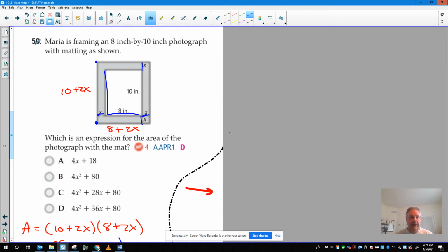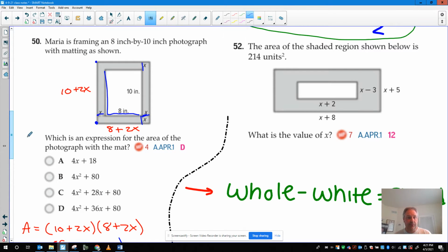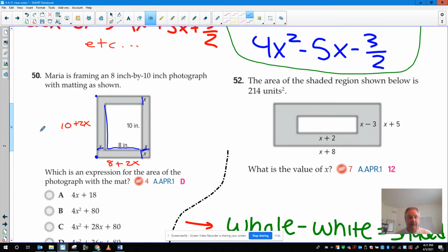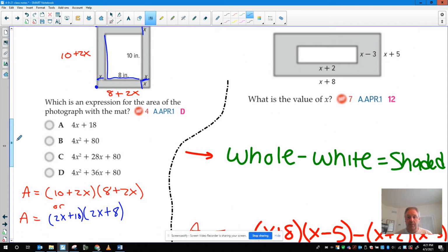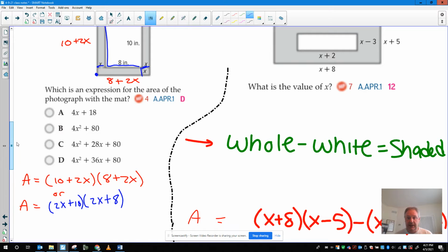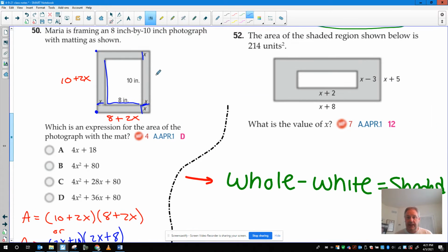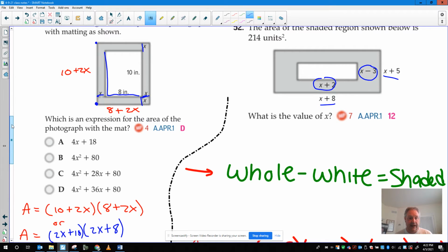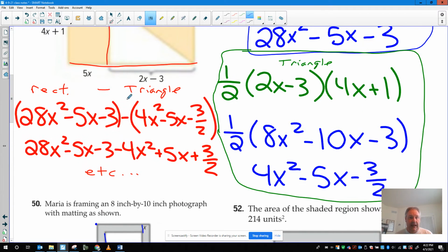And the last one I have, number 52. I want the area of the shaded part. So I'm going to do the whole minus the white, which would give me the shaded. So the whole is 8 plus x by x plus 5. The white would be the x plus 2 times the x minus 3. But now the key is when I subtract on all of these, just like on this one, I have to put parentheses after the subtraction because I have to distribute that negative to each part inside that grouping.